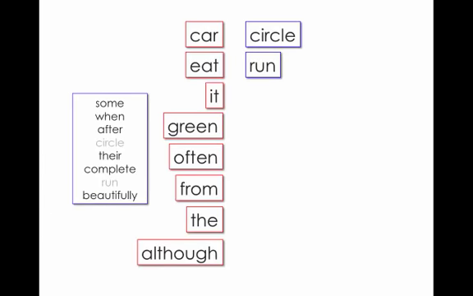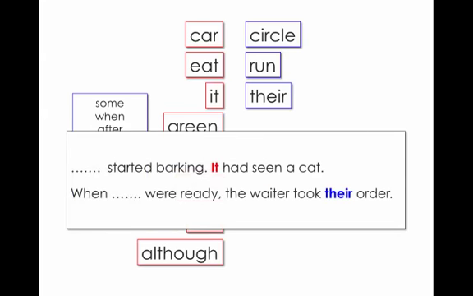Okay, so the word that goes with it is there. And here are my example sentences. I think you can probably guess what goes in the gaps here. These were my ideas. The dog started barking, it had seen a cat, and when the customers were ready, the waiter took their order. Notice here that the highlighted words refer back to the words that go in the gaps. This is what's important about them. They're referring back to or taking the place of those words in some way.